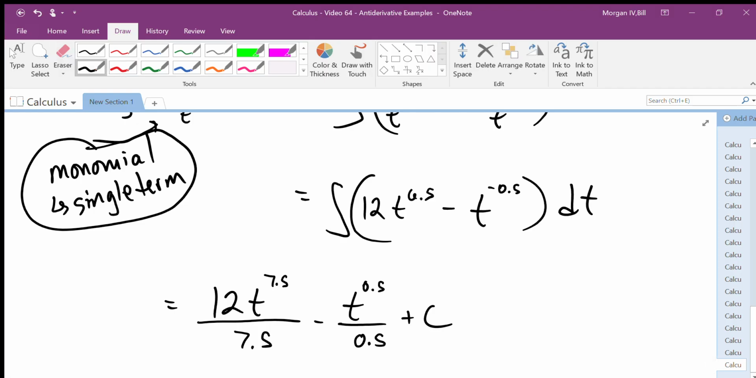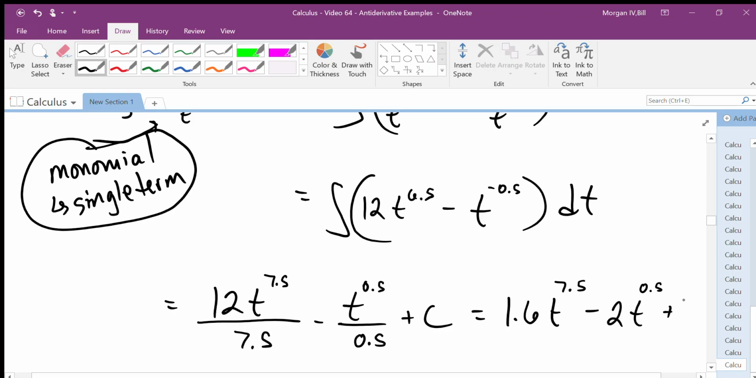All right. Let's see, 12 divided by 7.5, that's, I should probably know that. 12 divided by 15 over 2, 24 over 15. I can call that, what, 1.6, if you will. So 1.6 t to the 7.5 minus, dividing by a half is like multiplying by 2, so 2t to the 0.5 plus c.